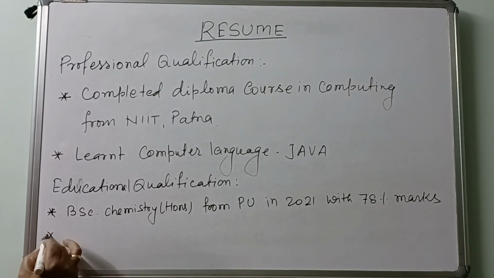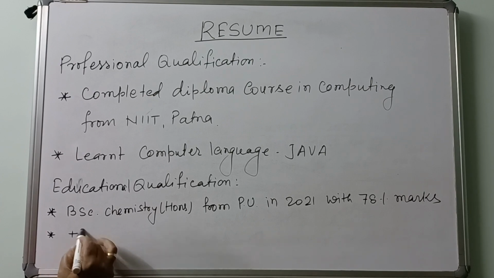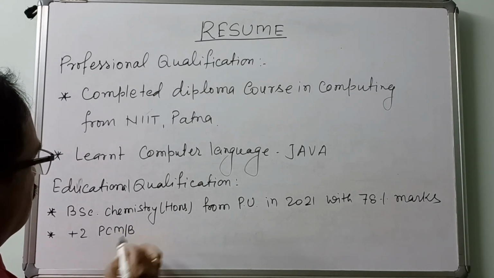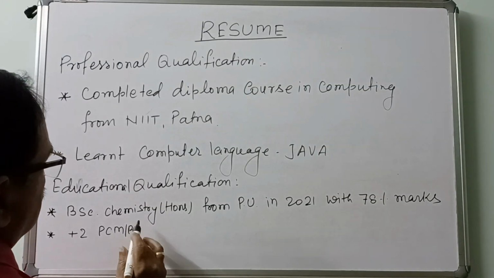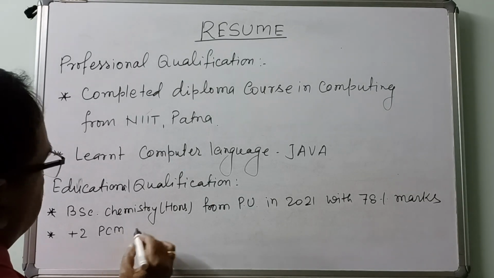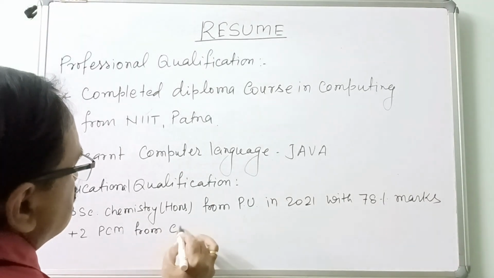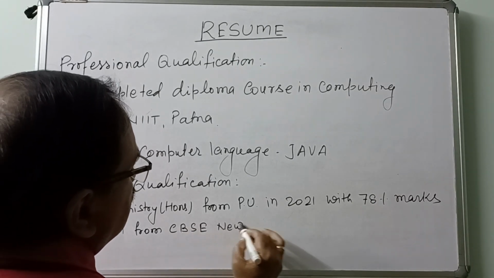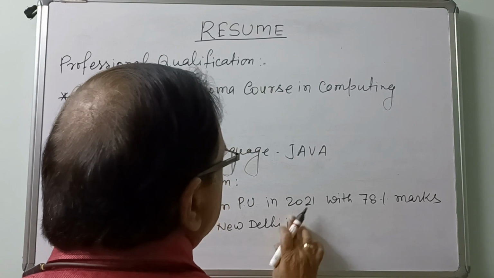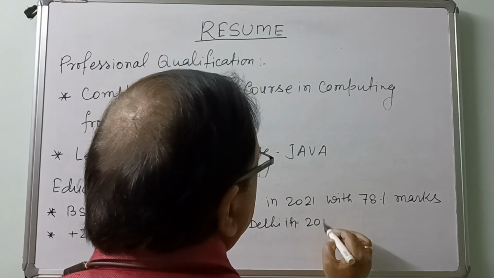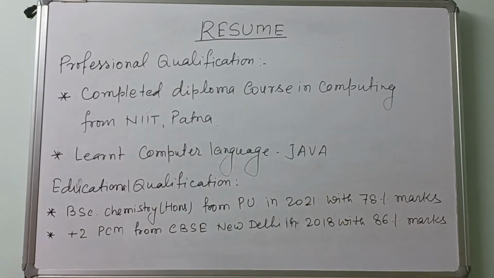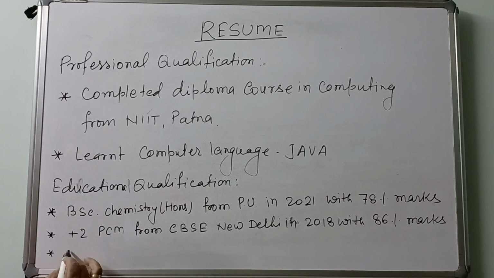Now we are moving to the next one. The next one is that plus 2, you will write PCM or PCB, or you may write plus, okay, so whether it is PCM or PCB, but it is better that you write this one: PCM from CBSE New Delhi in, just a moment, in 2018 with 86% marks. That's correct.